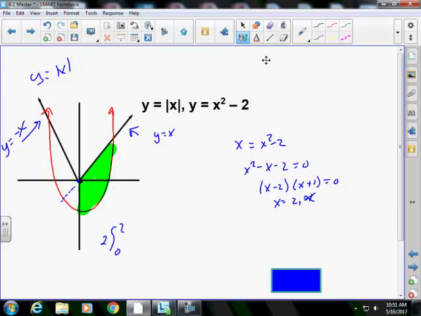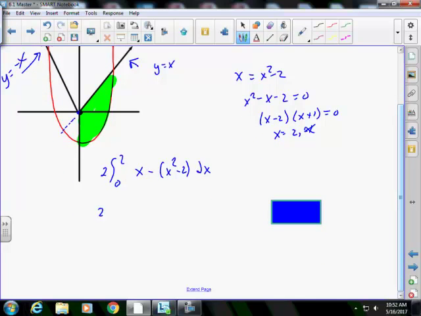That line on the right-hand side is the y equals x line. The other line on the left-hand side of the y-axis is the minus x line. So my top function is x. I want to subtract from it my bottom function, x squared minus 2, dx. I'm going to drop my parentheses. So I get minus x squared plus x minus 2 plus 2 dx, because of the double negative there.